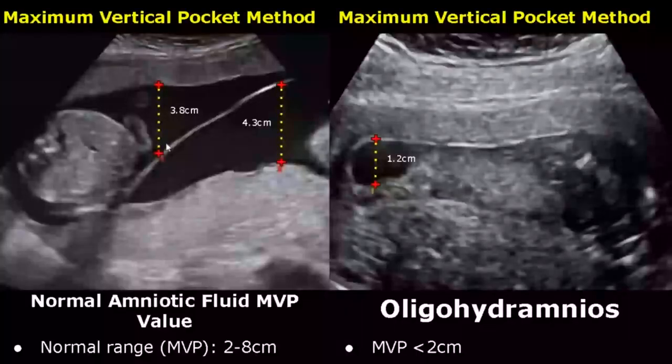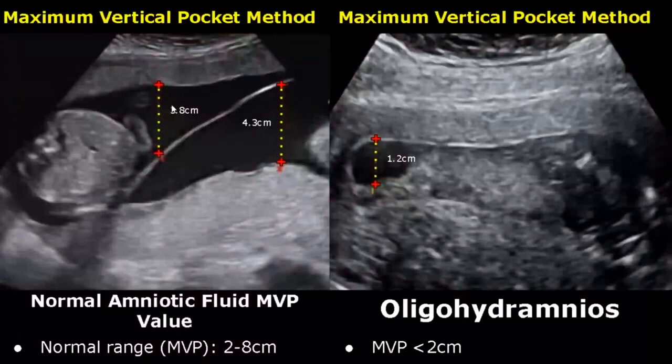Measuring amniotic fluid volume is important. For twin pregnancies, the maximum vertical pocket method or MVP method is used, in which the deepest vertical area that is free of fetal parts is measured to assess amniotic fluid volume. The normal range of MVP is from 2 to 8 centimeters. Oligohydramnios occurs when the MVP value is below 2 centimeters. You can see a very small amount of amniotic fluid here.